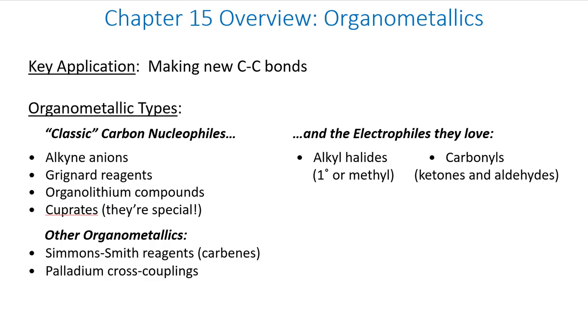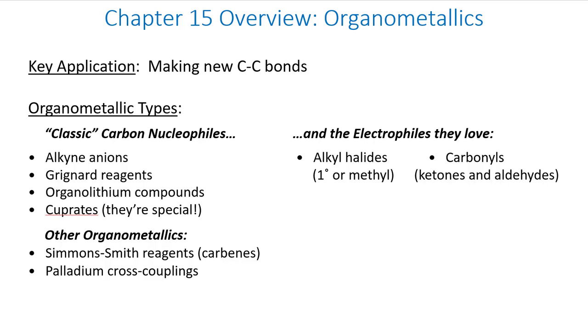The main point of organometallics is the making of new carbon-carbon bonds. And this is critically important in synthesis, where we are typically building up large, fancy, and therefore useful molecules out of small, relatively easily accessible ones. We're going to divide our organometallics into two general types.